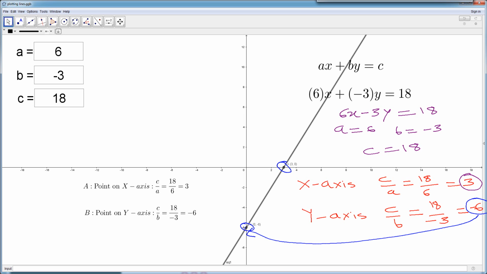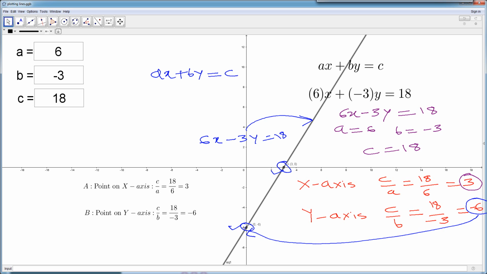Join these 2 points, this point and this point, and then we will obtain the straight line 6x minus 3y is equal to 18. So it is this straight line which is represented here. In case you have not fully understood how to plot a line from its equation, I'll request you to watch this video once again so that you will be able to plot any line from its equation ax plus by is equal to c.